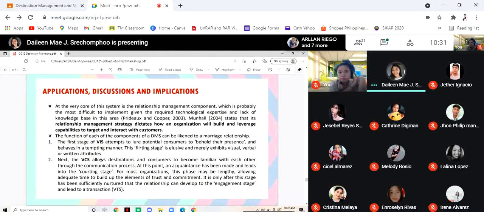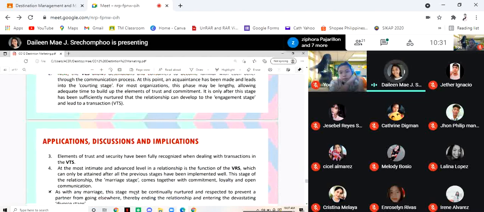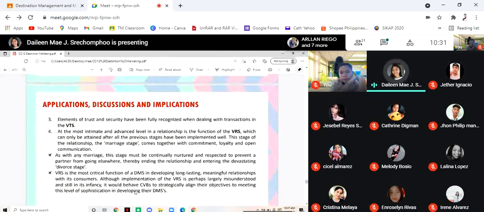Next naman ay BCS, also known as the courting stage, which allows destination and consumer to become familiar with each other kasi nga may communication na nagaganap through BCS, kaya courting stage na kasi nagbabalikan na ng information yung organization at consumer. Dito din nabubuo yung trust at commitment. It is also after this stage has been sufficiently nurtured that the relationship can develop to the engagement stage leading to transaction. So, yung transaction, in other words, ay engagement stage naman.